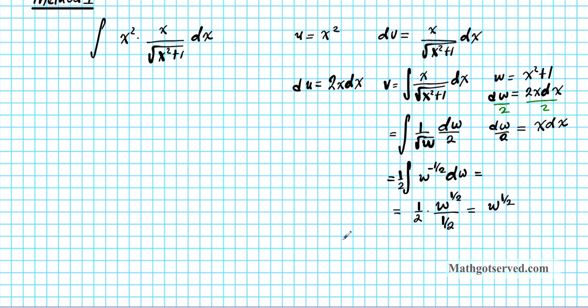Okay, so we know what v is. v is w to the 1/2. So we have to do some work in order to get what the value is.